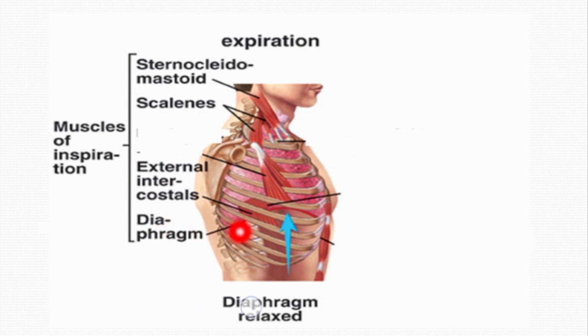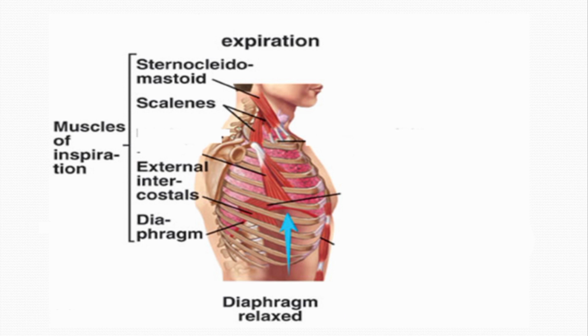So, when they relax, what happens? When the diaphragm relaxes, the vertical diameter of the chest cavity decreases. When the external intercostals relax, the anteroposterior and lateral diameters of the chest cavity also decrease. So, in a nutshell, the volume of the thoracic cavity decreases.